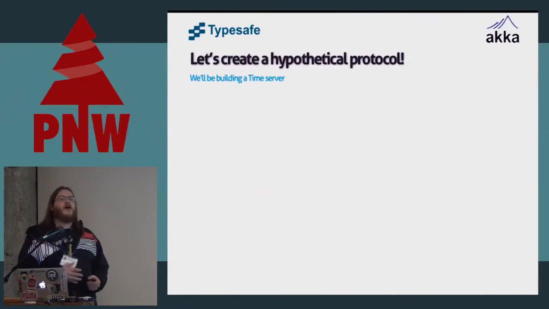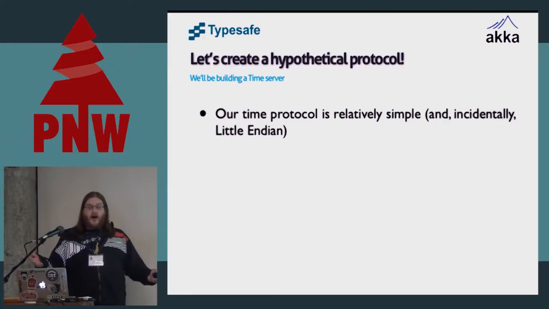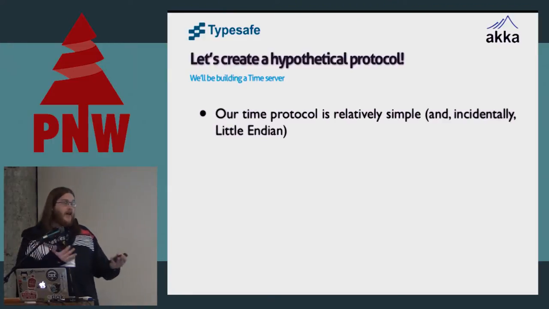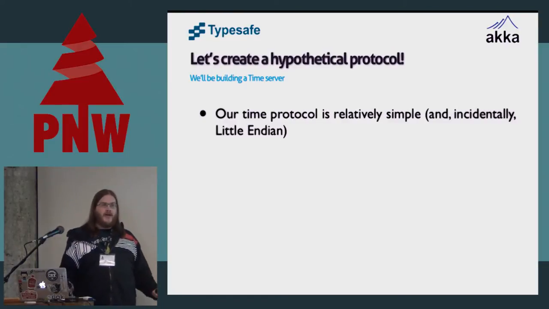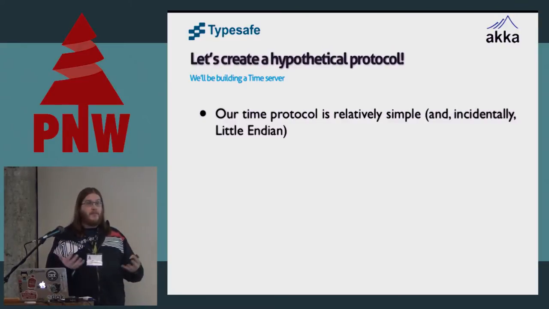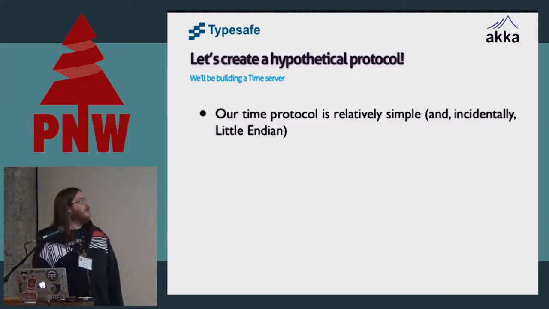So let's create a hypothetical protocol, a very simple one. We're going to write a time protocol. And incidentally, it's little endian, which makes things easier. Keep in mind, Java by default works in big endian because Sun historically made big endian processors. But Intel, which is pretty much the dominant processor at this point, is all little endian.